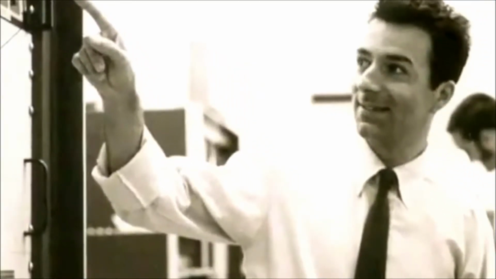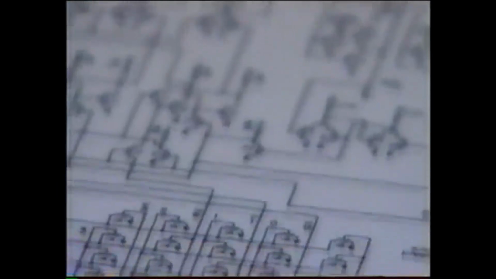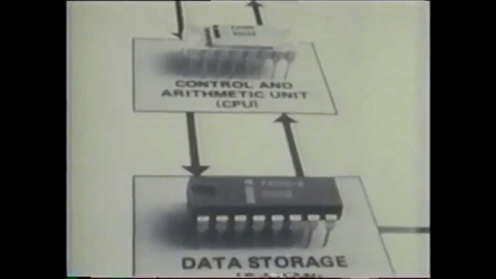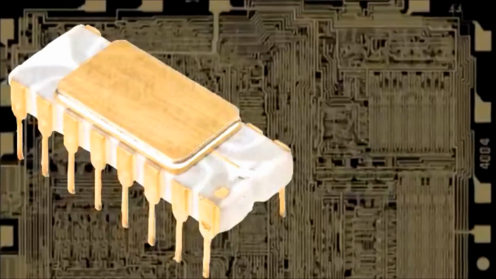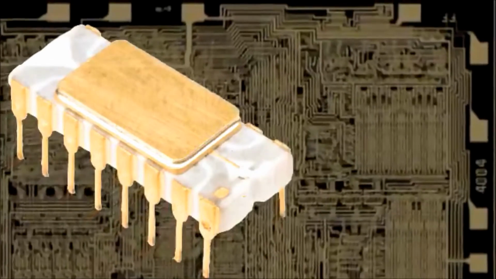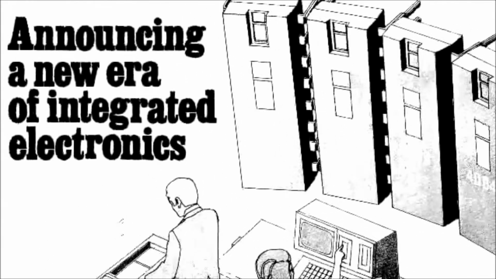My name is Federico Faggin. I was the person in charge of the development of the MCS-4 back in 1970, 1971 at Intel. The MCS-4 was the four-chip set that was developed for Busicom. One of the chips was the 4004, the world's first microprocessor.